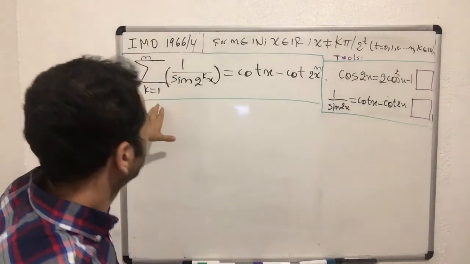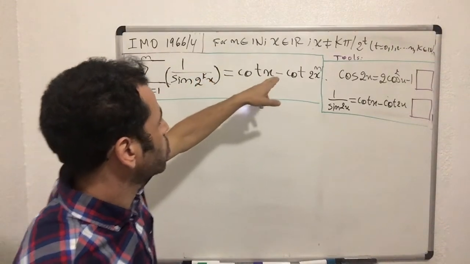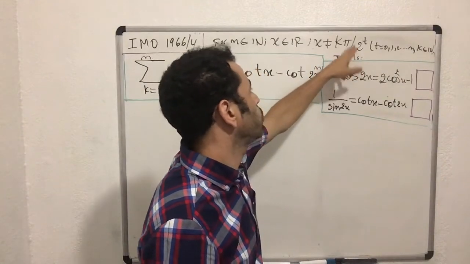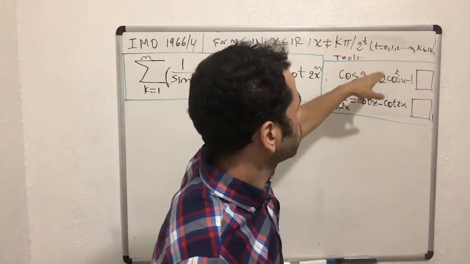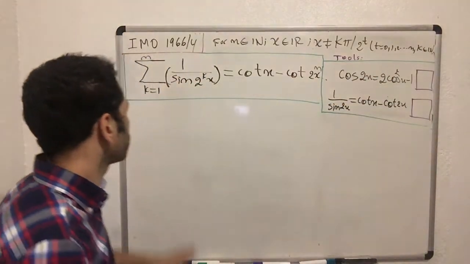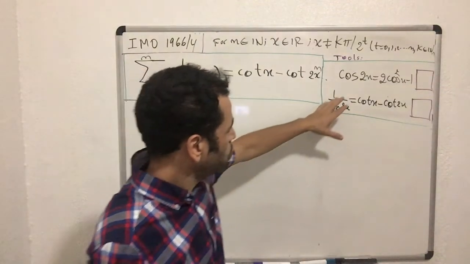I'm going to prove this expression for all integer n. X is a real number, x different than k multiplied by pi over 2 to the t, equal to 0, 1, 2 and so on until you get the last term n. K is an integer as well. So now I'm going to use this one as a tool.